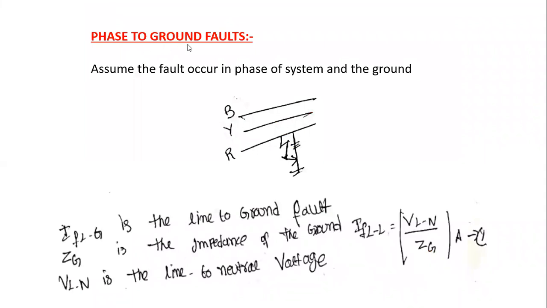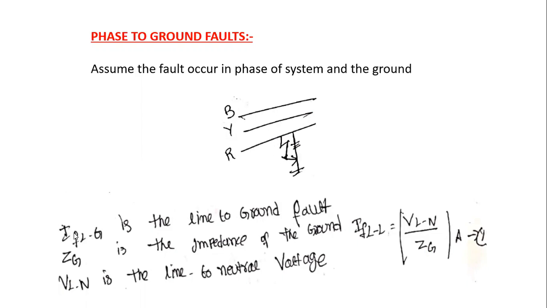First, coming to the phase to ground faults, assume the fault occurs between a phase of the system and the ground. We have the three-phase system, that is R phase, Y phase and B phase. The fault is obtained at the point R phase to the ground. This ground is connected to the R phase, and therefore the fault is obtained between phase to ground. This type of fault is called the phase to ground fault.